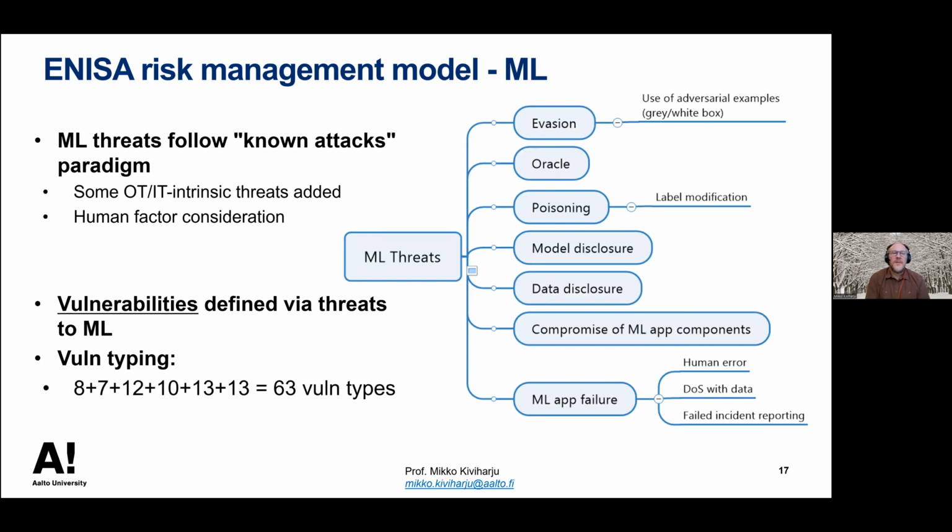This machine learning specific model is basically a known attacks paradigm added with human factor consideration. Many of you who have researched the existing machine learning specific attacks can find them there. But based on these different categories, they have also gone a bit deeper to have together 63 vulnerability types grouped under each of these attack types.